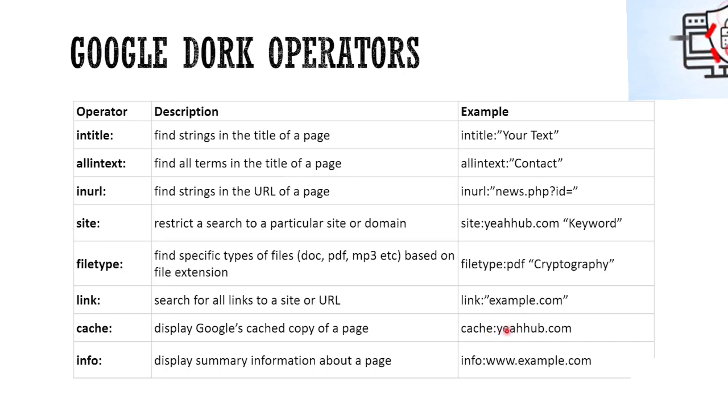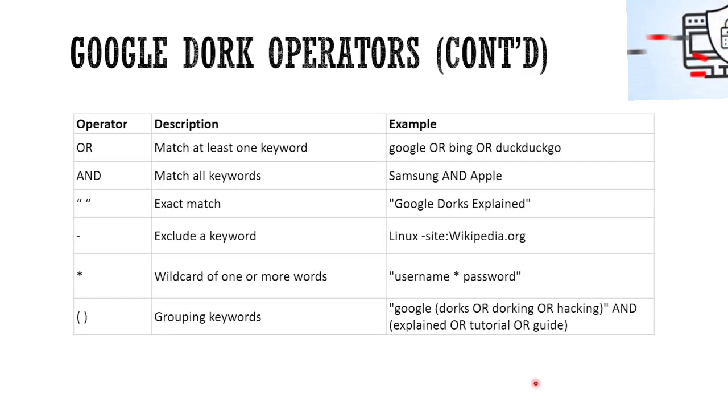Now, keep in mind that you can even get fancier. You can specify operators like OR and AND, or quotes for exact match. Or you could have a dash in front, meaning I don't want that, or a wildcard, or you can group things. So we could just say, all right, Google OR Bing OR DuckDuckGo. Samsung AND Apple, or "Google Dorks Explained", which means it has to be that exactly. It can't be just Google or explained. It has to be that phrase exactly.